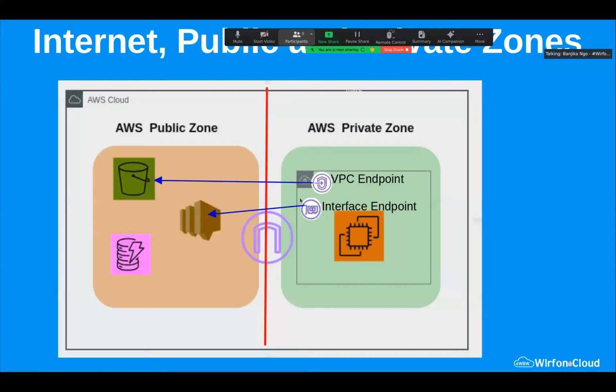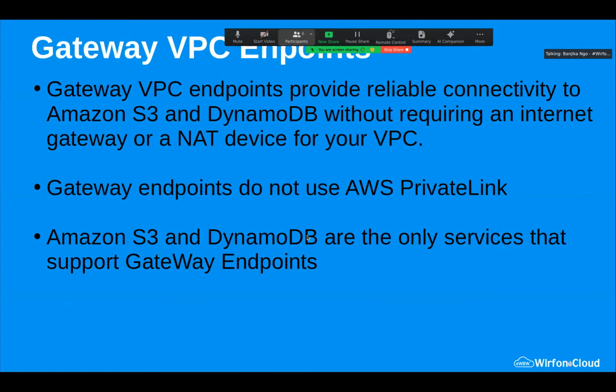So interface endpoints are elastic interfaces with private IPs that serve as an entry point. You see there's an interface endpoint here. This is, for example, SNS. You can then access it without going through the internet. Gateway endpoints are the second type of endpoints, and they provide reliable connectivity to Amazon S3 and DynamoDB. These are the only two AWS services that support gateway endpoints. Take note of that: Amazon S3 and DynamoDB, right? They do not use AWS PrivateLink.